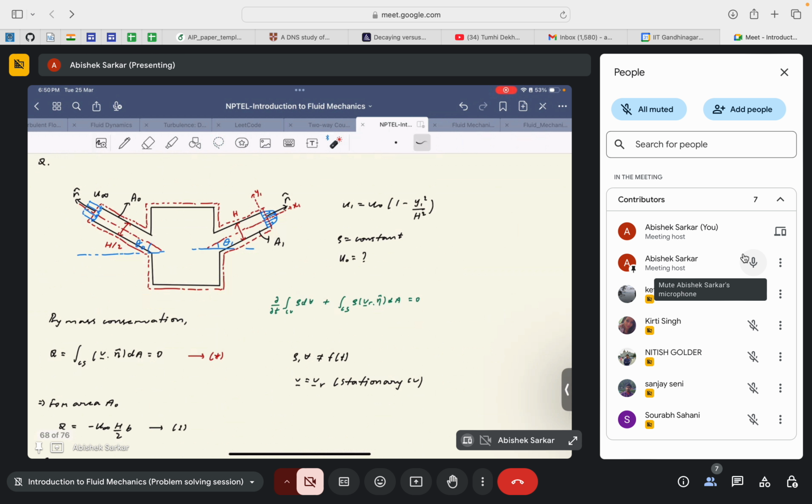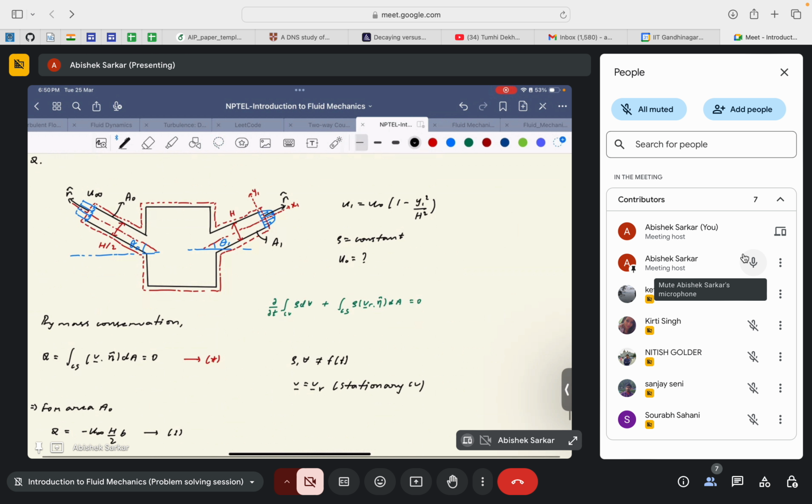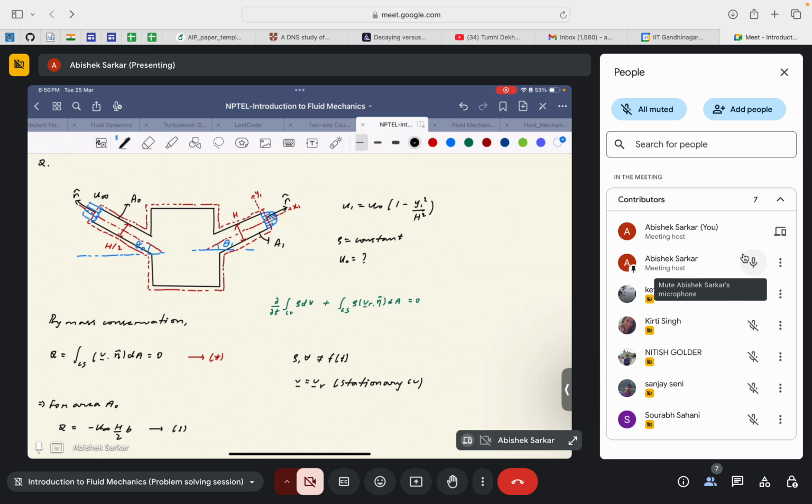Now since density is constant, it will remain a constant. In fact it can go out. So this equation will be simplified as rho dou by dou t of dV, or basically rho dou by dou t of V of the control volume.